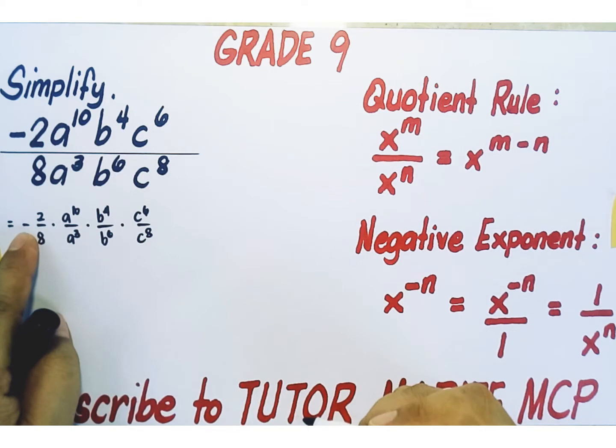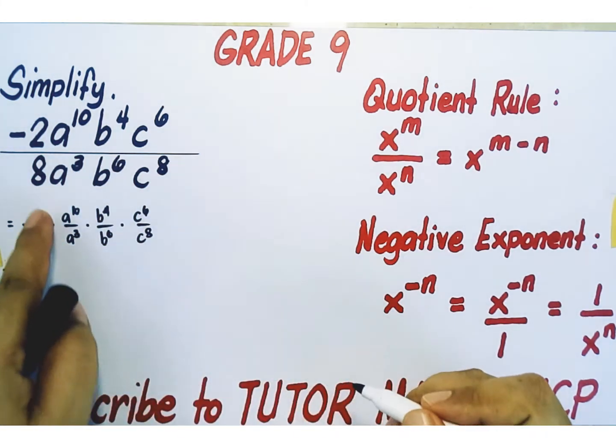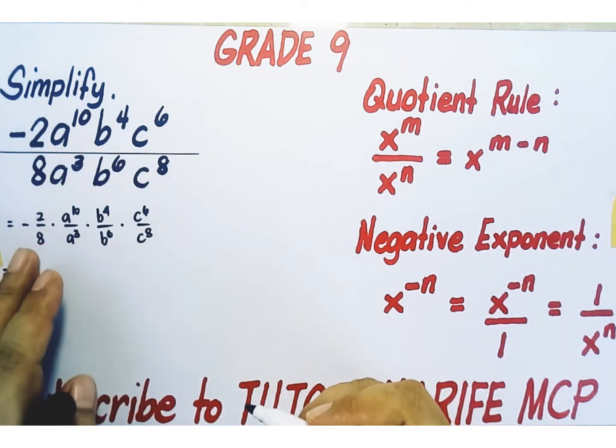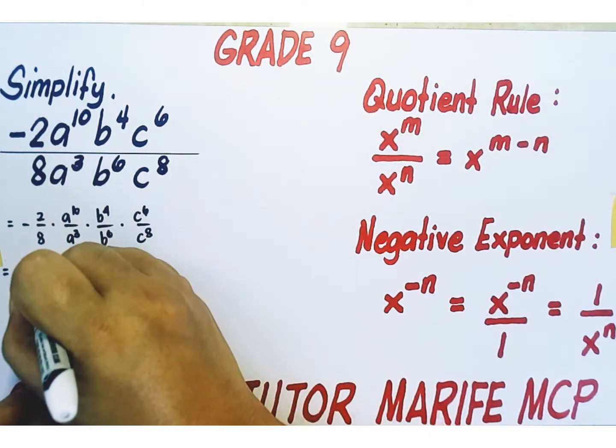If the number of negative signs is odd, our answer should be negative. Reduce the fraction to its lowest term, divide both the numerator and the denominator by their greatest common factor. The GCF of 2 and 8 is 2. So the lowest term of 2 over 8 is 1 over 4.